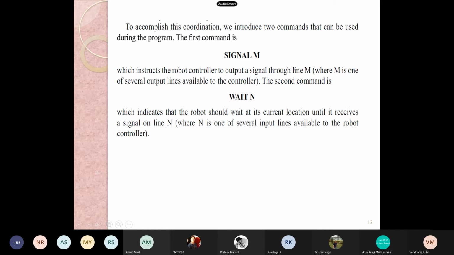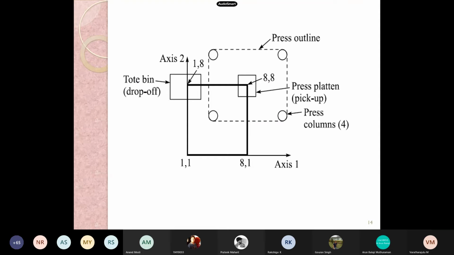The second command is wait n. Here, in order to differentiate from m, we are given n. Here n is an input line: wait is an input line, and m is an output line. And what we need to do is pick up some debris and put it in the dustbin.